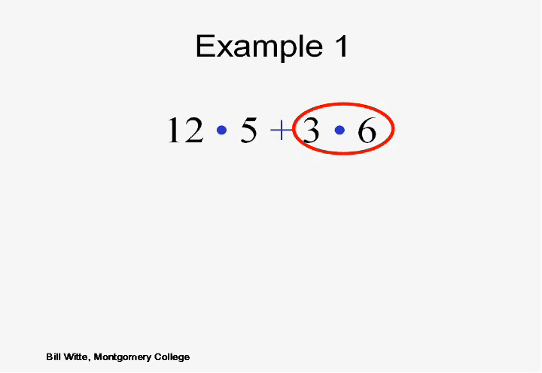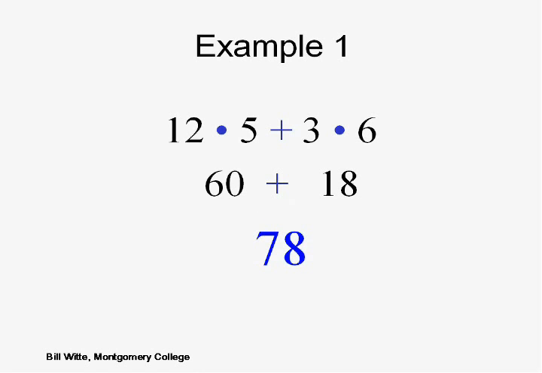We're not even doing addition until all those multiplications are out of the way. So we'll end up with 60, that's 12 times 5, plus 18, that's 3 times 6. Now that I've done all my multiplications and divisions, there aren't any divisions, I'll do the addition. Notice we're not working directly from left to right, are we?